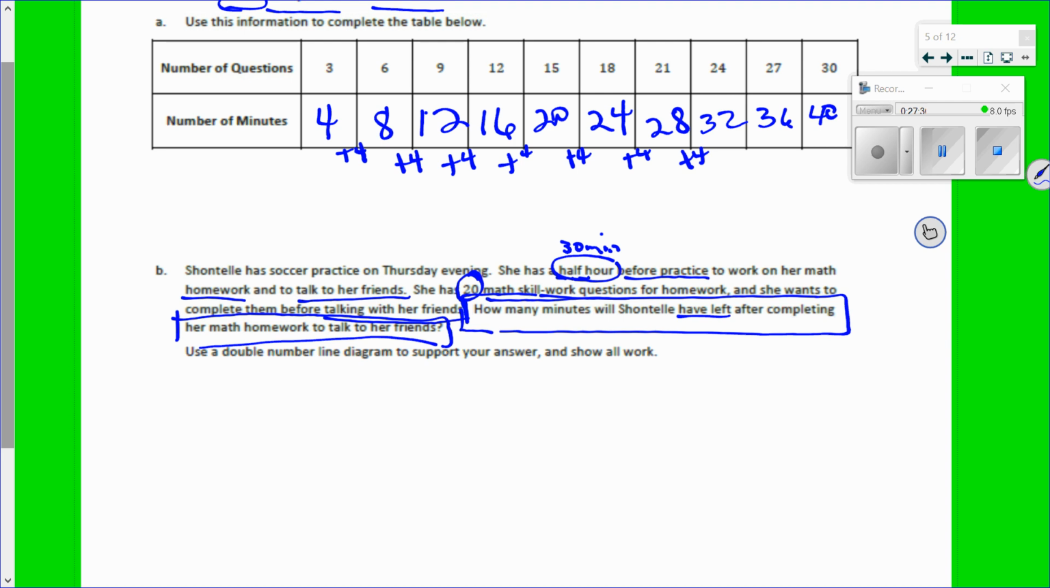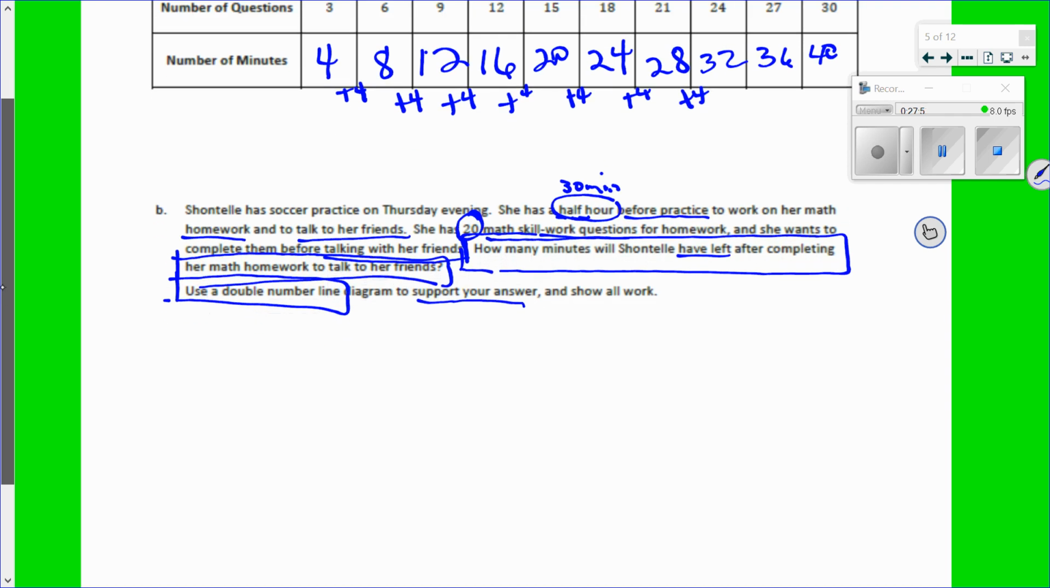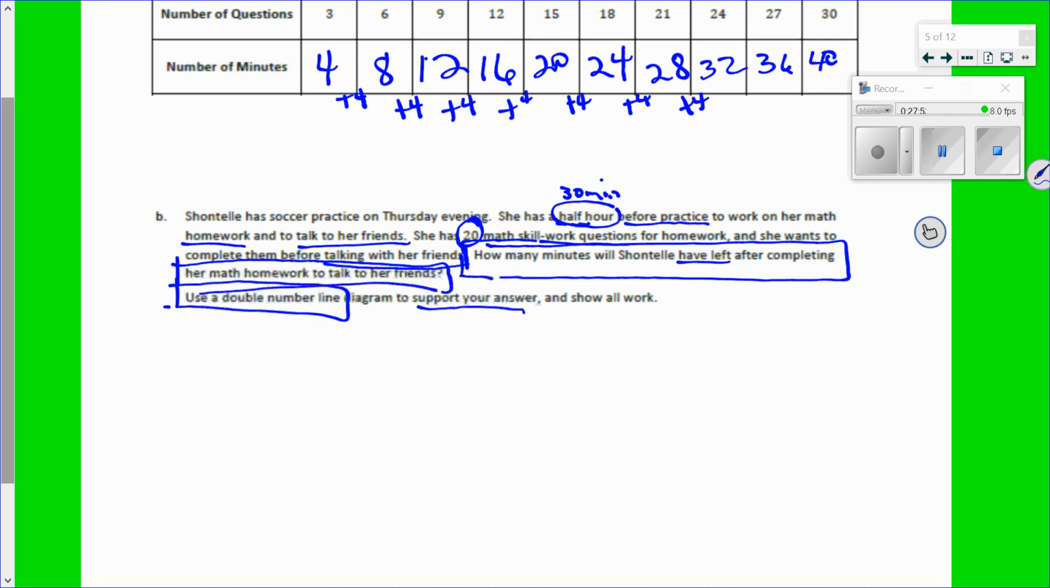Okay, sorry. Am I in your way, Zachary? Okay, right here. Use a double number line to support your answer and show all work. So from that chart, you're going to draw a double number line. All right? Let's draw our double number line.